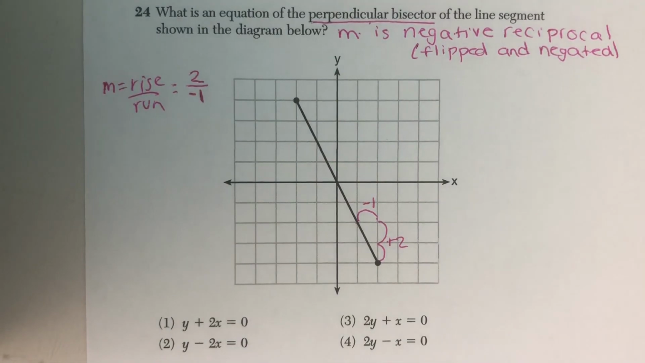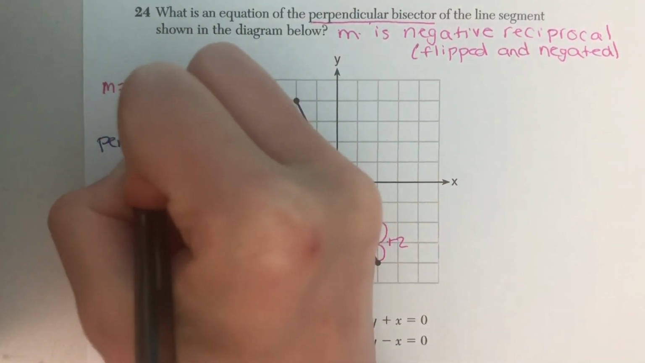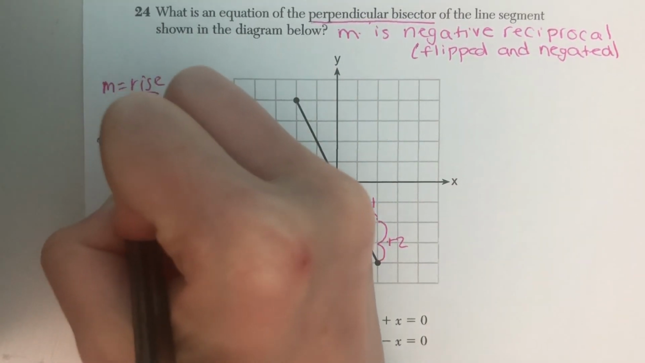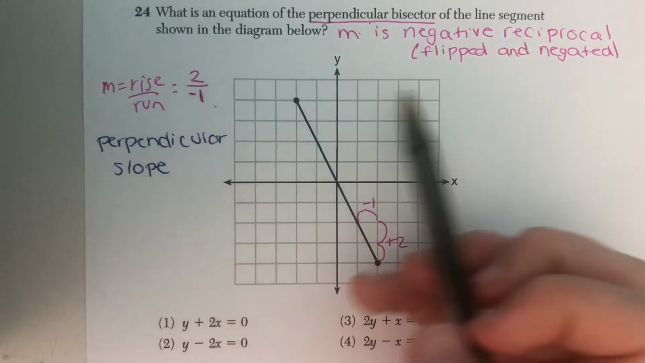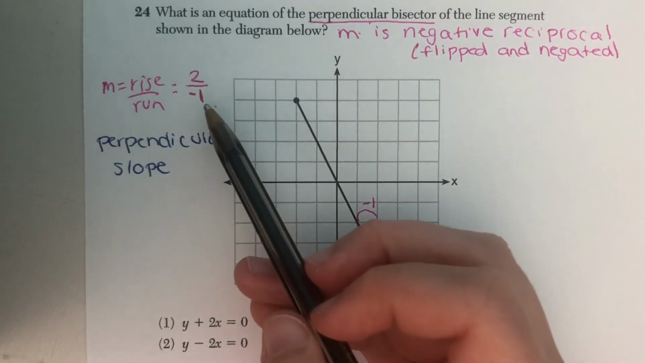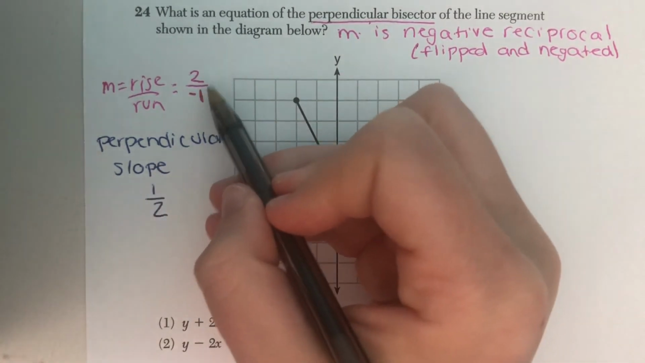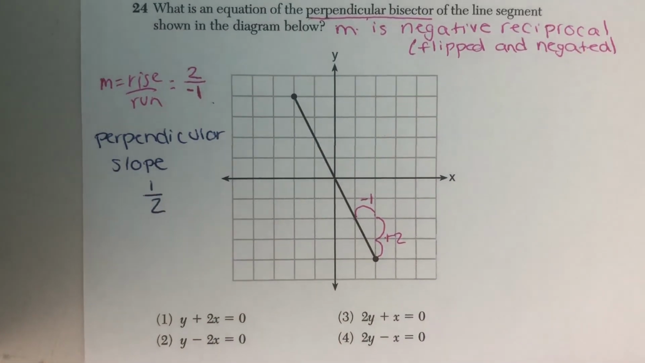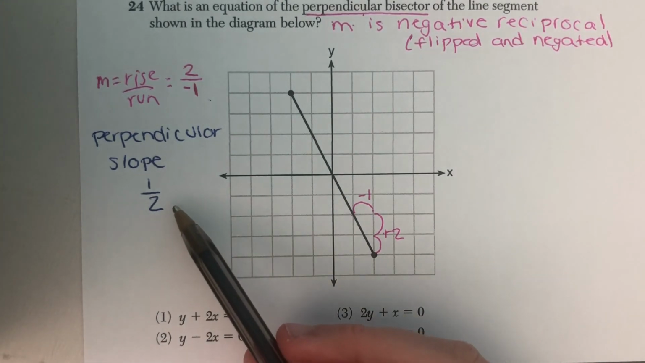So that means my perpendicular slope has to be the negative reciprocal of this. So first I have to flip it. So negative 1 over 2. So it's going to be 1 over 2 and negate it. Since it's a negative here, it becomes a positive here. So now I know my slope. So now I have to go through each of these answer choices and see which one matches my slope 1/2.